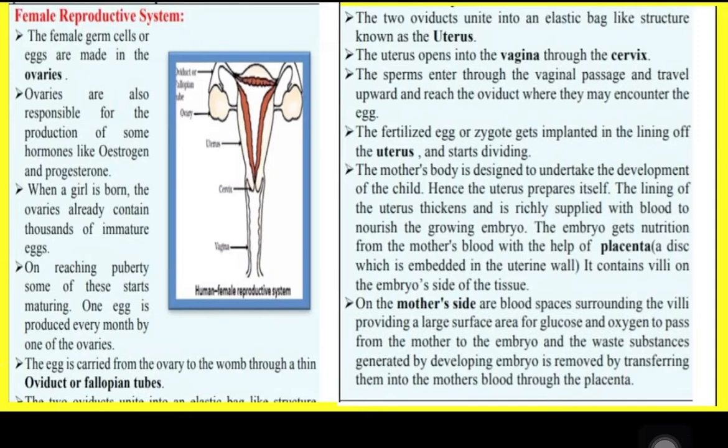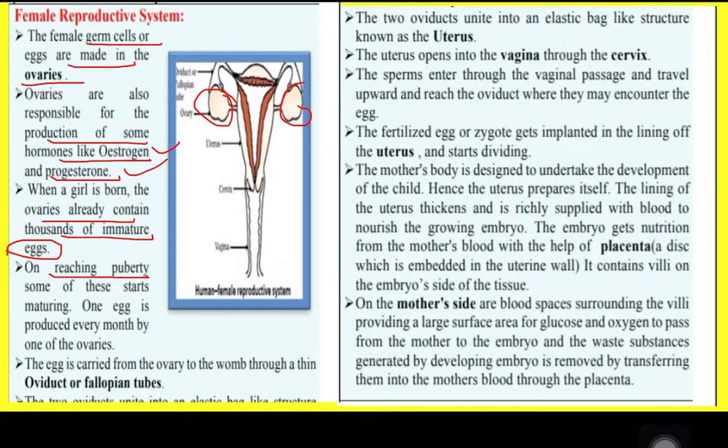Next is the female reproductive system, where germ cells are made in the ovaries. These are the ovaries where they are formed. Ovaries are also responsible for the production of hormones like estrogen and progesterone. So in the case of females, these are the two hormones. When a girl is born, the ovaries already contain thousands of immature eggs. So in females the eggs are already present at the time of birth, but they start maturing at the age of puberty. These eggs will start maturing every month.